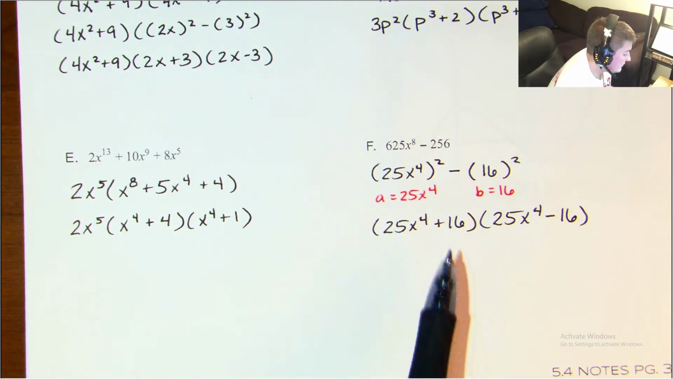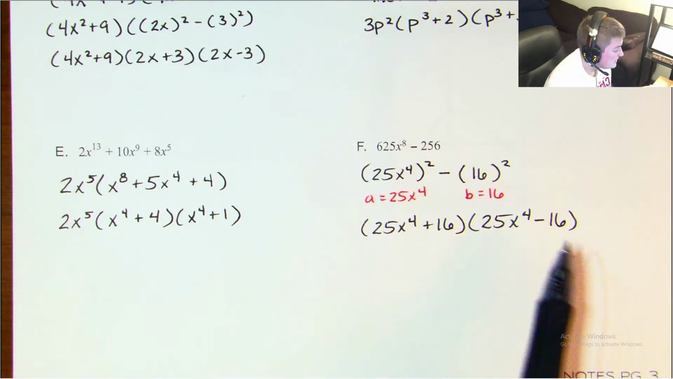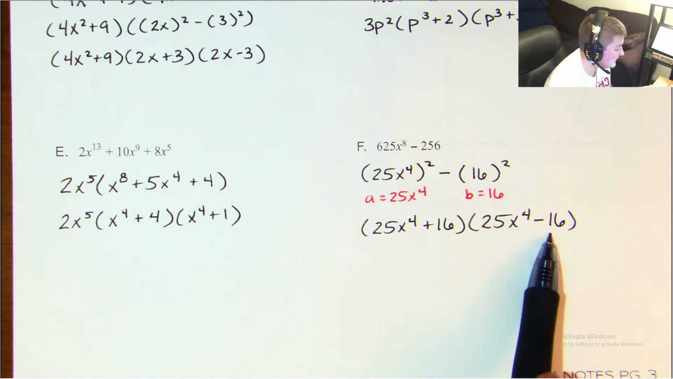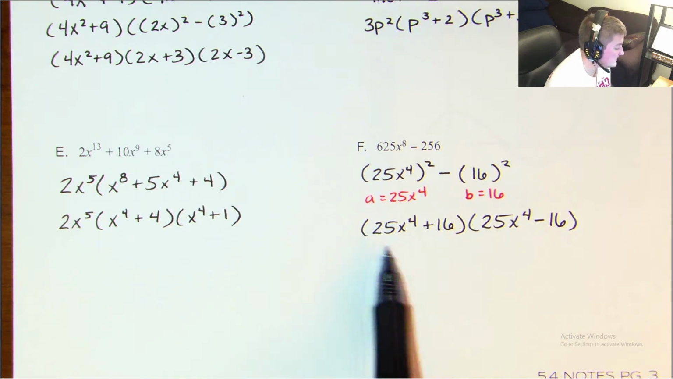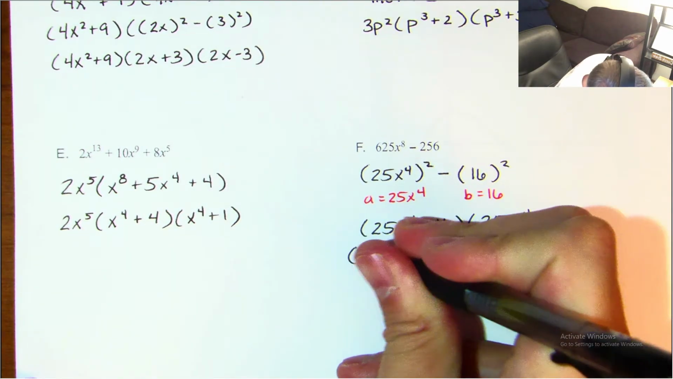Okay, well, these are perfect squares, 25 and 16. And so is x to the 4th, but there's no sum of squares. There's only a difference of squares. So that tells me this can be factored further because I have all perfect squares and I'm subtracting. But this one is factored because there's no sum of squares. So we can go ahead and keep that as is.